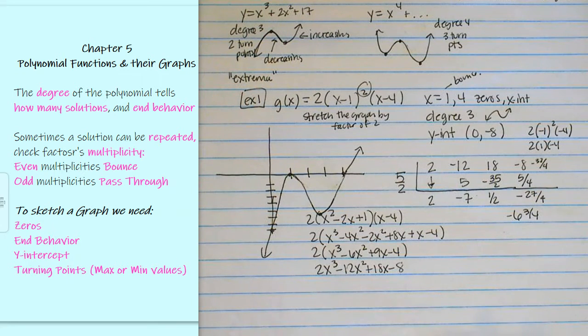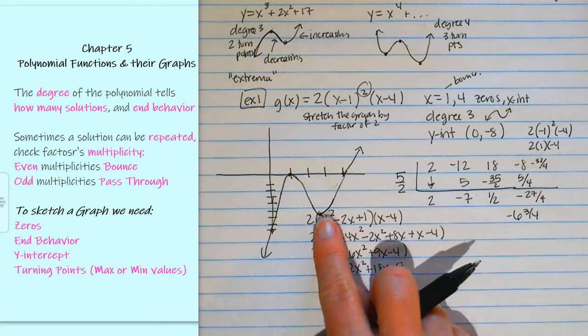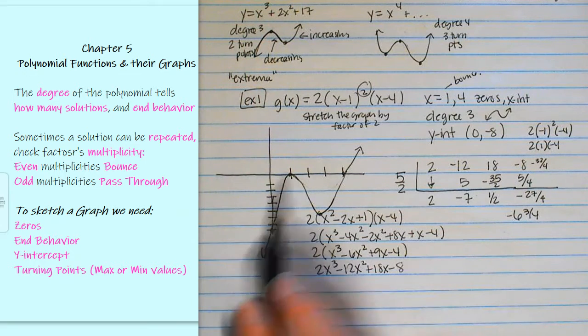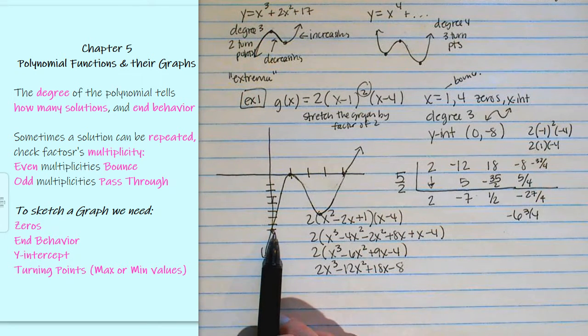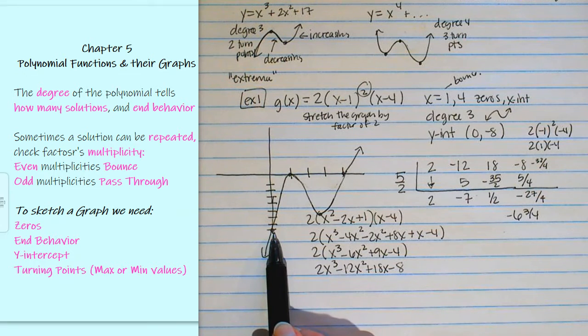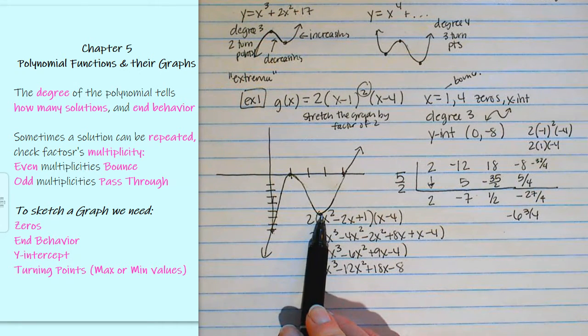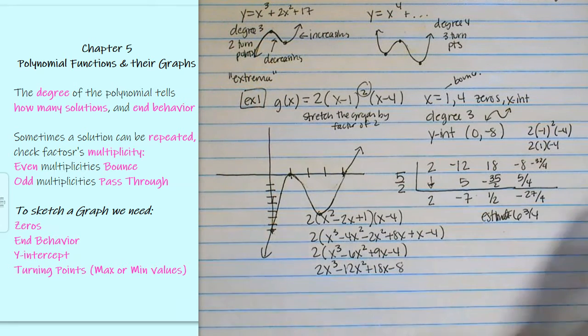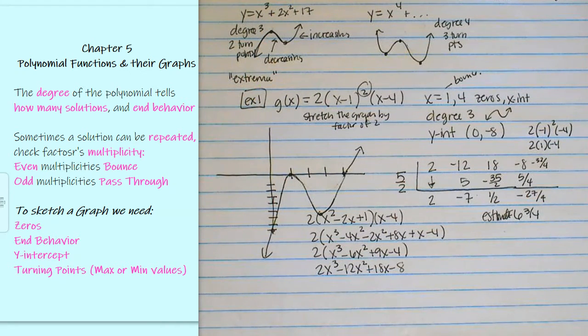So I just estimated, okay? So this is really 2.5. It should be sort of underneath that one. And I have a pretty much to scale graph. I have the zeros, I have the end behavior, I have a y-intercept, and I've estimated this. So this is an estimate of the minimum value there.